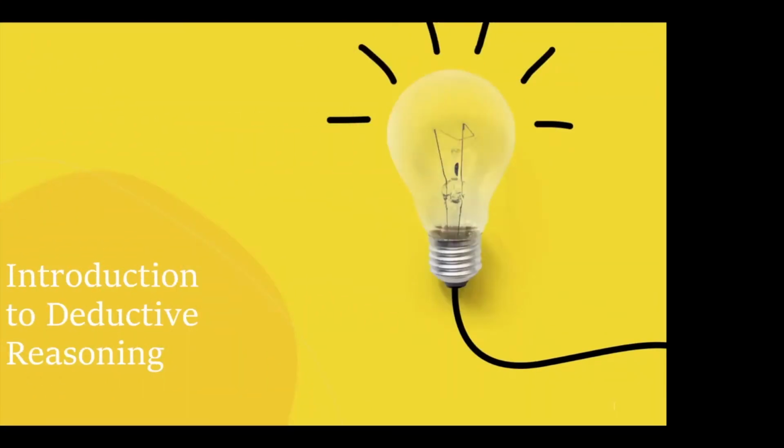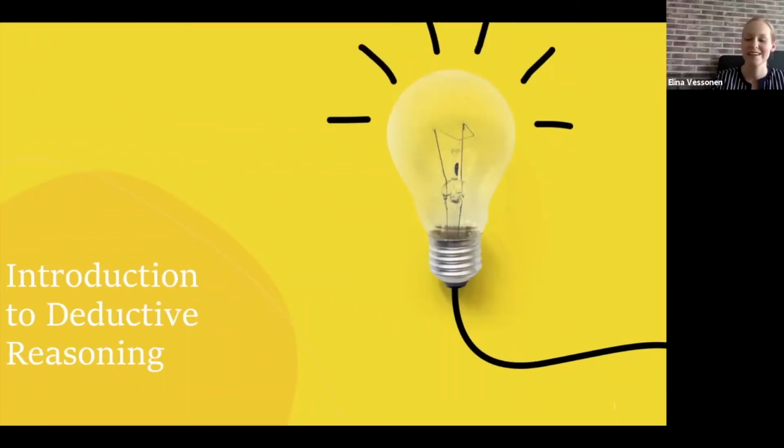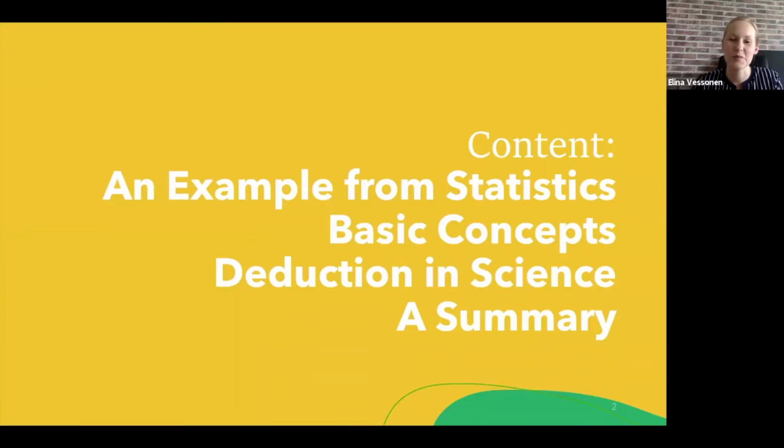So this is an introduction to deductive reasoning. First, let's look briefly at what we're going to go through in this tutorial. To start off, I'm going to give you an example of the kind of deductive reasoning that I think many statisticians are familiar with. Then the next section is about basic concepts in deductive reasoning, after which we're going to move on to talking about different ways in which deduction occurs in science. And then the final slide is going to just summarize this whole content.